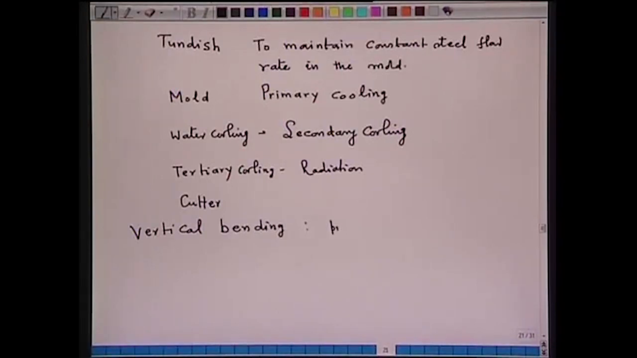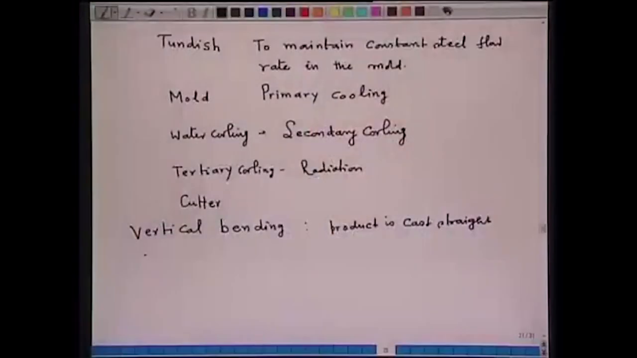So, in the vertical bending, the product or semi-finished product is cast straight, then it is curved with the liquid core still present. So, that is important, that means the solid shell which is formed must have sufficient strain so that the bending can be allowed. Now, the whole idea of bending is to decrease the height. Another important development to decrease the height is that of curved molds.